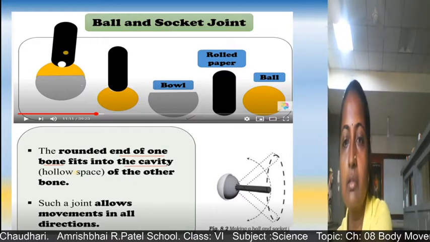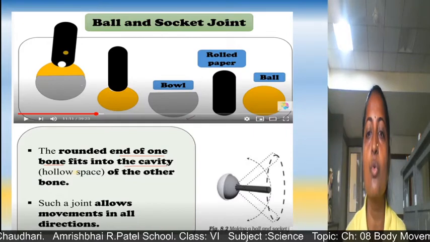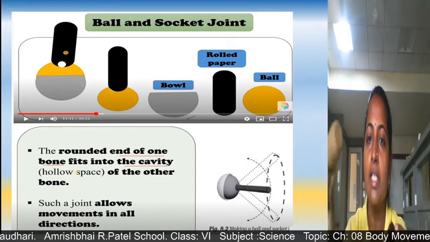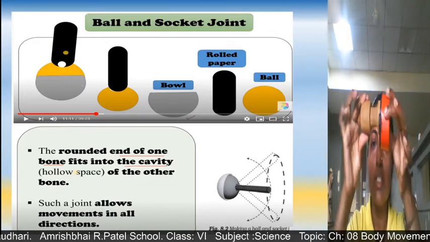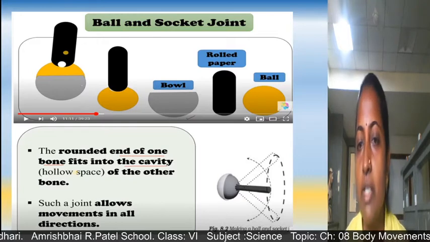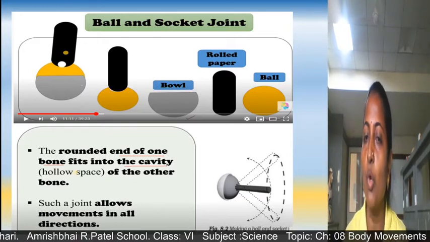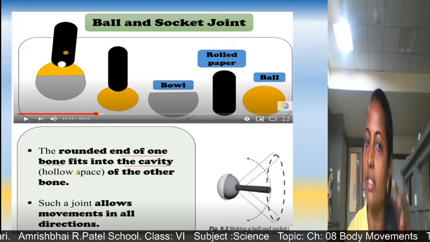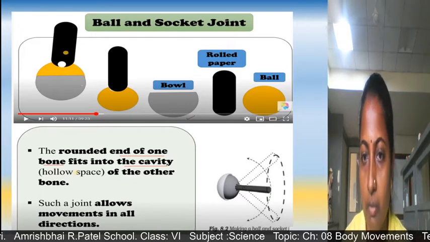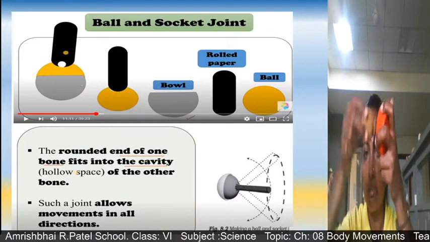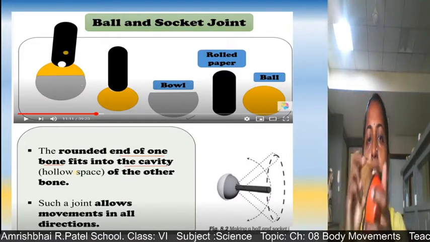I have one kit along to show you this. Suppose this is one socket, and in this I am fitting this. Now see, children, just like you can see in the figure. This type of activity you can do at home. You can roll up one paper into a ball and fit it in one bowl which is at our home, and you can just rotate it, so it can move in all directions.